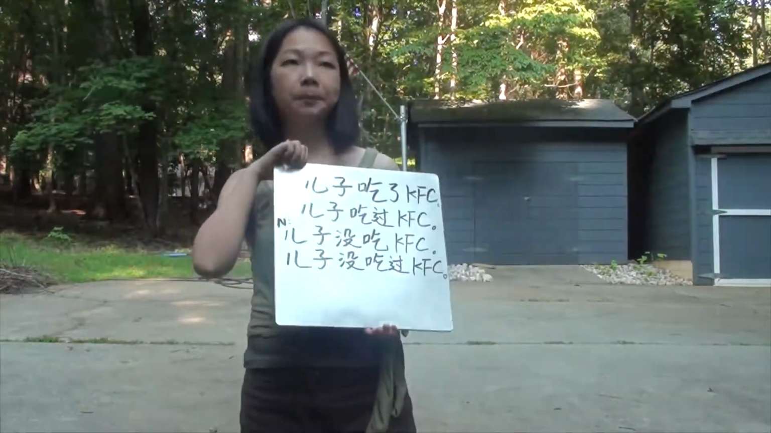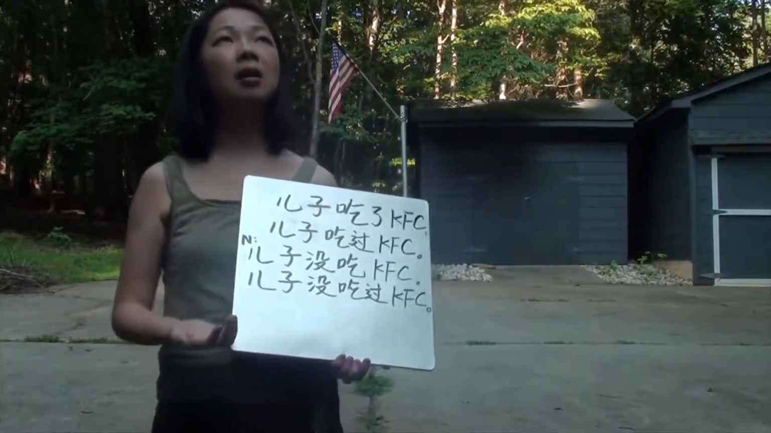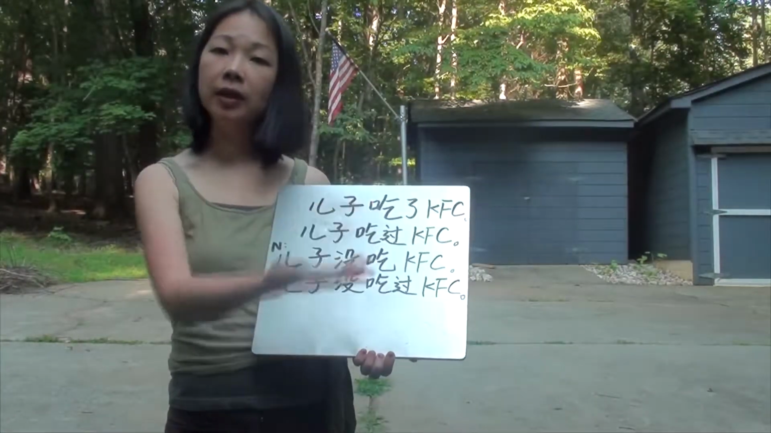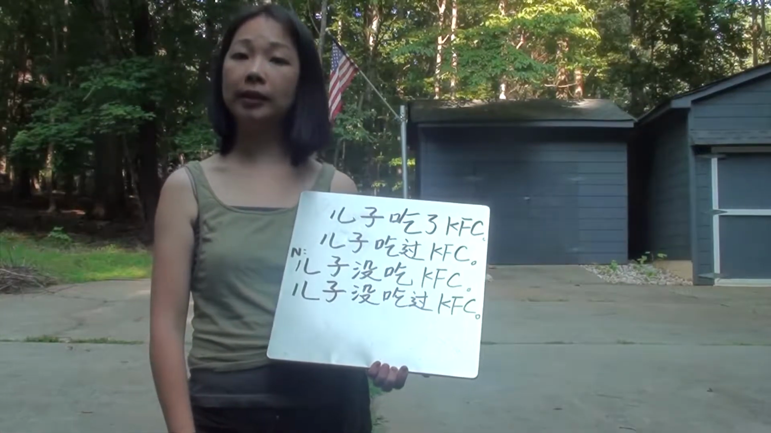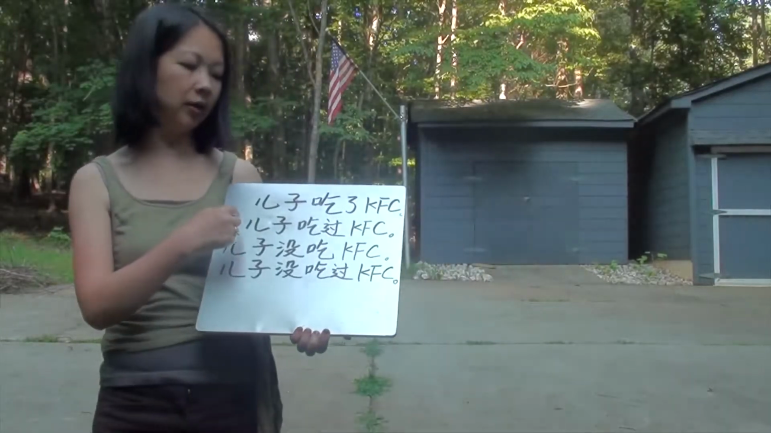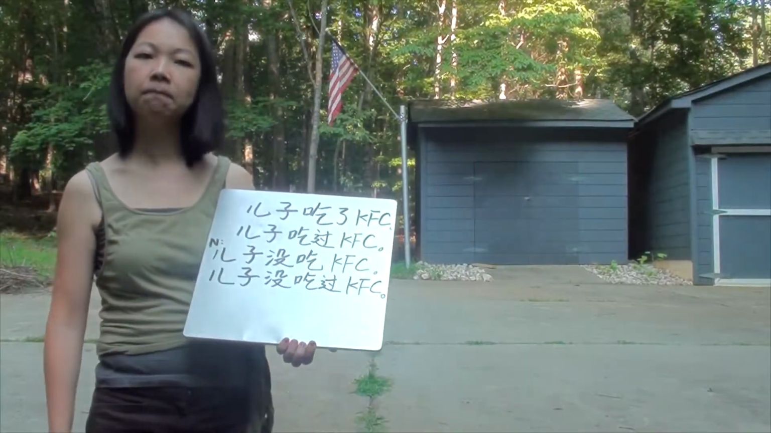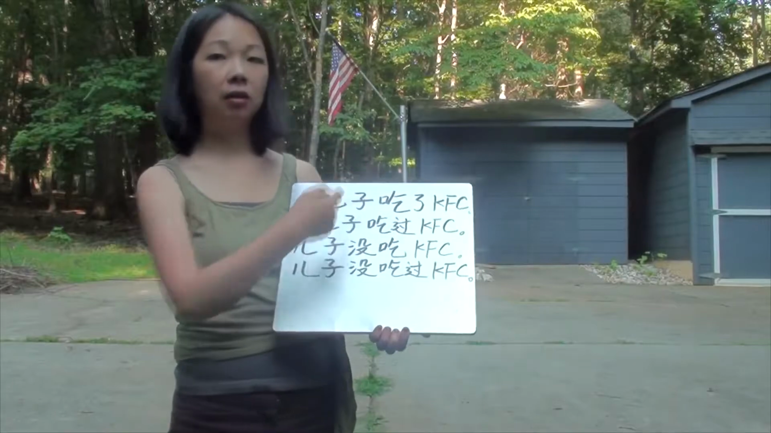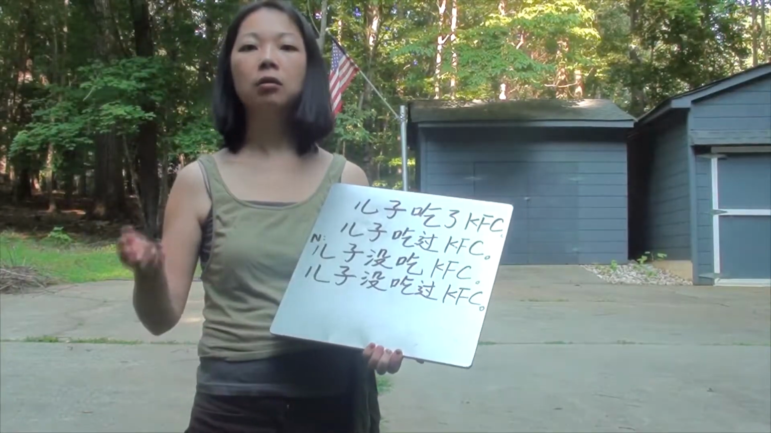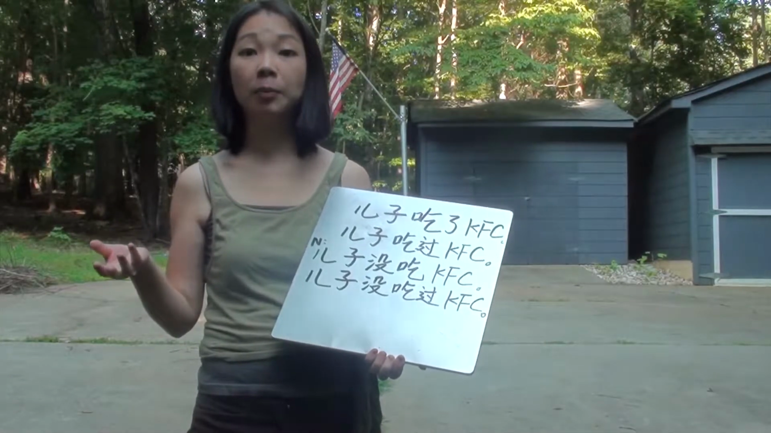And at the end of yesterday's program, still remember these two sentences? 儿子吃了肯德基. Oh, probably treat that as dinner tonight. 儿子吃过肯德基. So the first one 吃了. Second one 儿子吃过 tells you he has already tried that before.